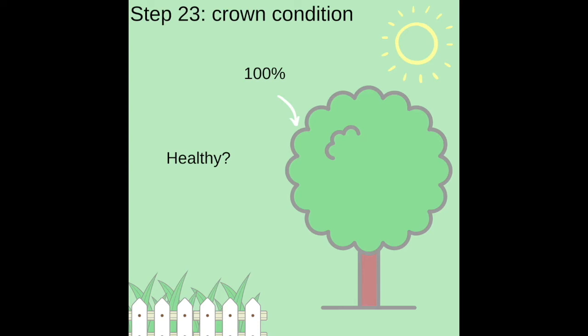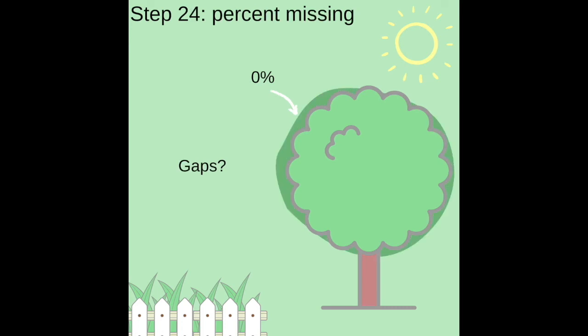Step 23 looks at the condition of the crown. How healthy is the tree? This is a visual assessment and just an estimate. If the tree is completely healthy, it will score 100%. If you can see some dead branches or leaves, try and determine what percentage of the crown this represents and minus it from 100%. For example, if you think that 10% of the branches are dead, then the tree will have a good condition of 90%. Remember, the higher the percentage, the healthier the tree's crown.